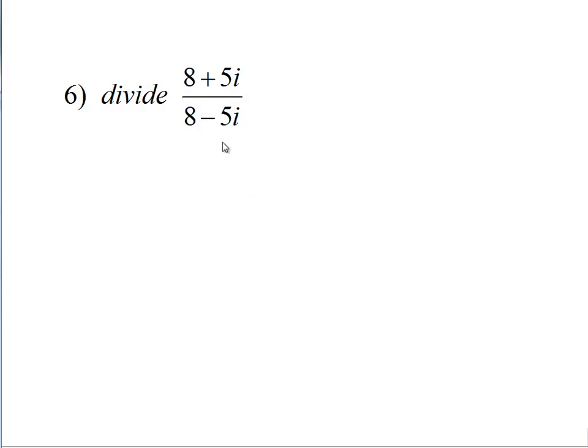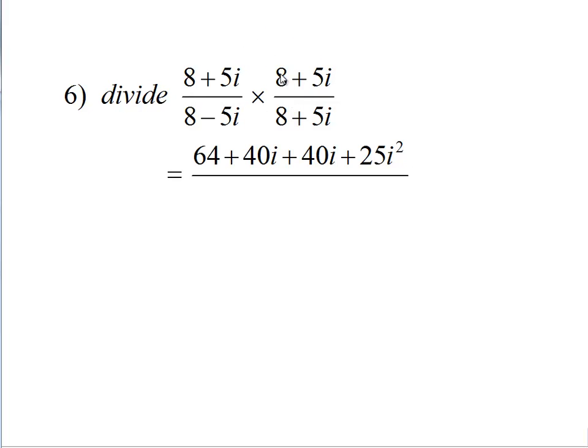Okay, 6. Dividing, you take whatever's in the bottom, you take its opposite, it's called the conjugate. Instead of 8 minus, we make it 8 plus. Multiply the top and the bottom. Okay, you multiply 8 times 8 is 64. 8 times 5i is 40i. 5i times 8 is 40i. And 5i times 5i is 25, i squared.